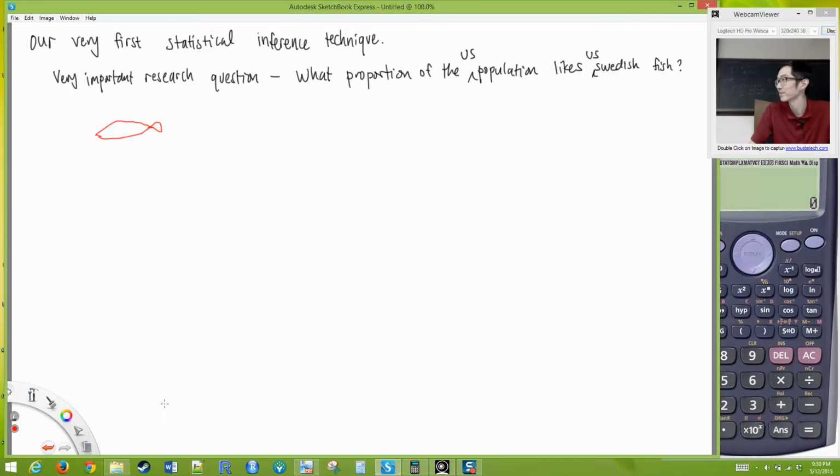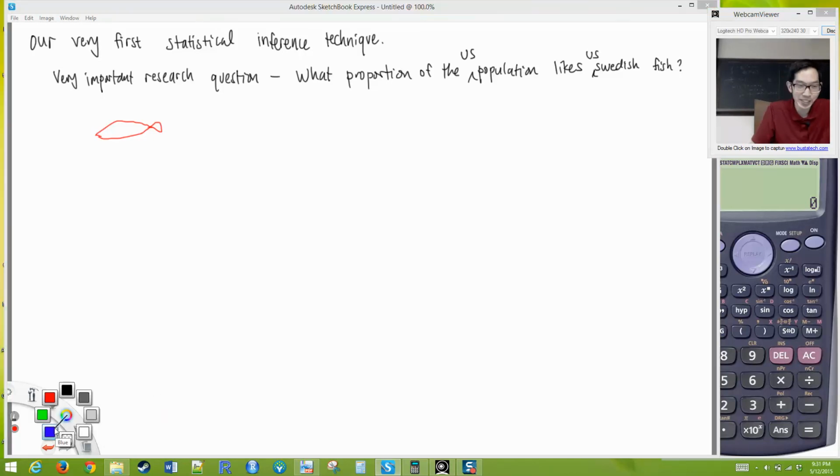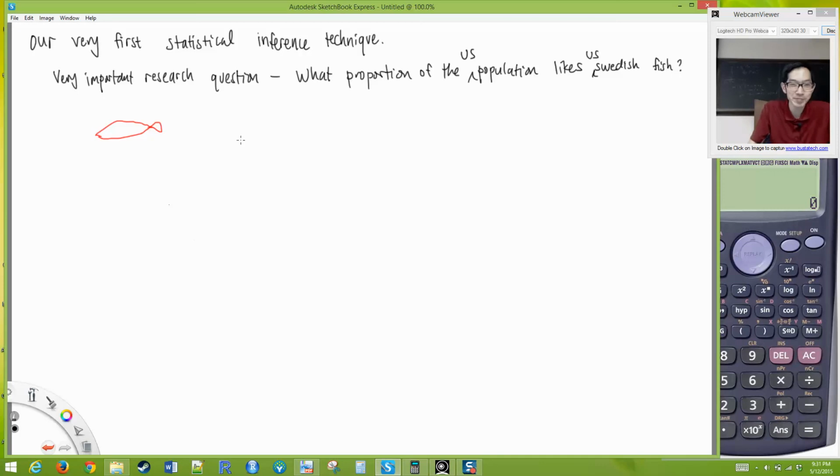All right, so we take a survey. We take a random survey. So there's your keyword, random survey. So we know that our random sample condition is met. Let's say we ask 140 U.S. people, do you like U.S. Swedish fish?